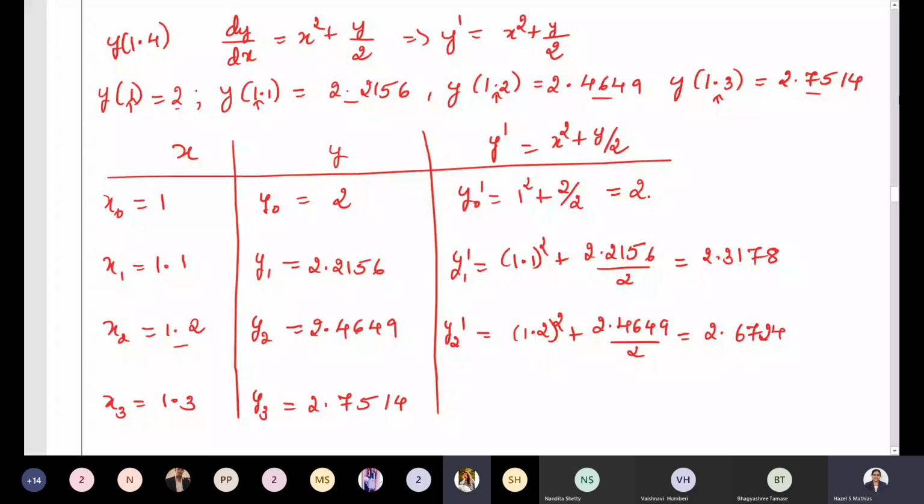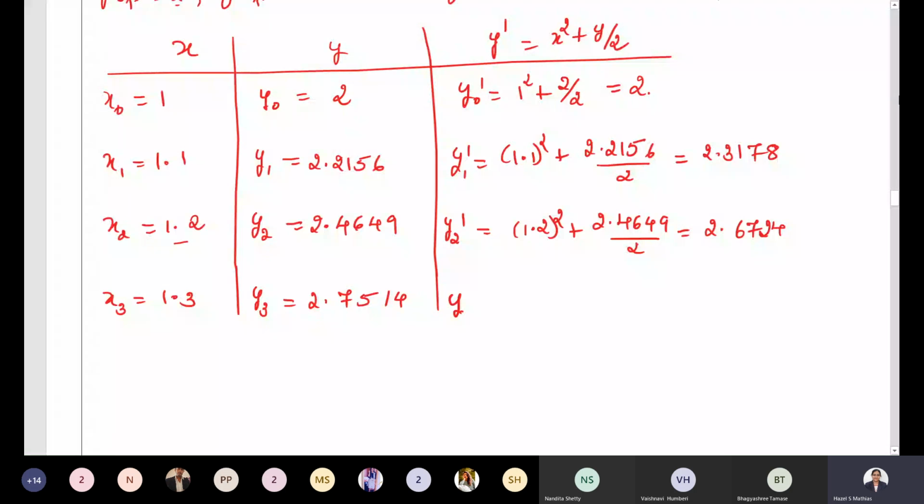Yes, ma'am. Okay, let's find y3 dash. What is y3 dash? Here corresponding x value is 1.3. 1.3 whole square plus y value is 2.7514 divided by 2. I hope you all are understanding. We have to substitute x and y value in y dash, this equation. 3.0657, ma'am. Is it clear? Is this table clear to everyone?